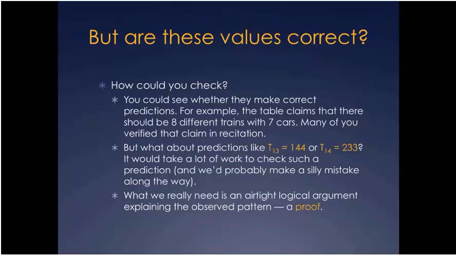But even if you did, that would just be checking one case. You'd still be left with other predictions. So what about the claim that T13 is 144. In other words, there are 144 trains with 13 cars. It certainly would take a lot of work to check such a prediction, and probably you'd get tired and make a mistake along the way anyway.